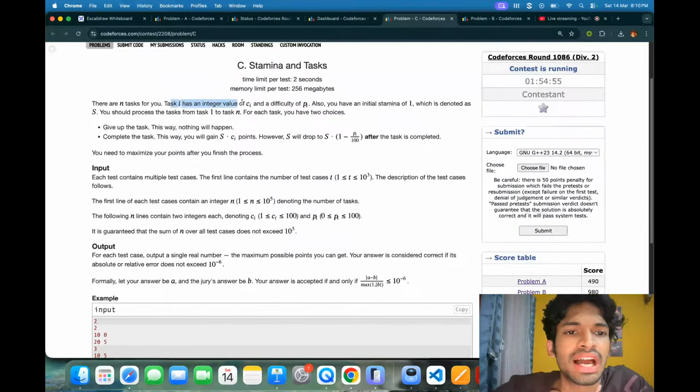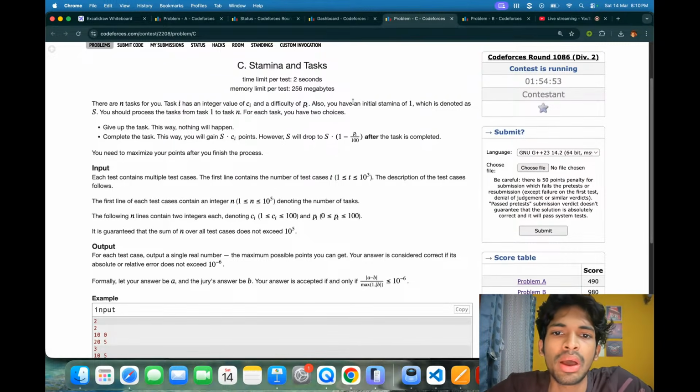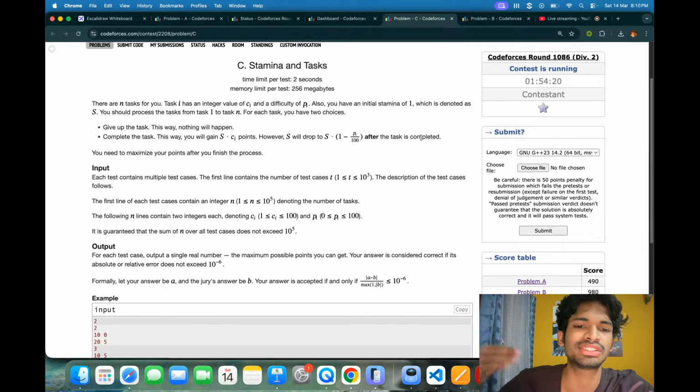There are n tasks for you. Task i has an integer ci and difficulty pi. Also, you have an initial stamina of 1, which is denoted as s. You should process the tasks from task 1 to task n. For each task, you have two choices. Give up the task, and nothing will happen. Or complete the task, and you will gain s times ci points. However, s will drop to s times (1 minus something) after the task is completed. You need to maximize your points at the finish. So you have to choose what subsequence to choose to maximize, is the problem, right?